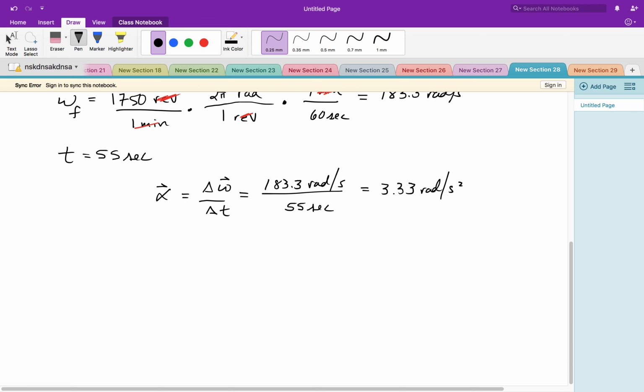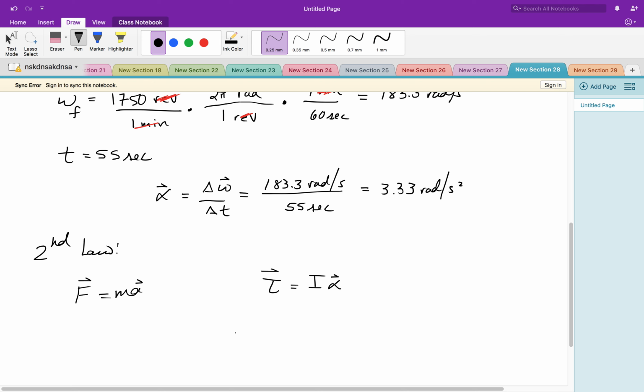So now we can get the torque, right? So Newton's second law in linear form is F equals ma. But in rotational form, we're dealing with torques. It's torque, tau, which is the Greek letter, basically it's a T, equals I alpha. This is Newton's second law in rotational form.